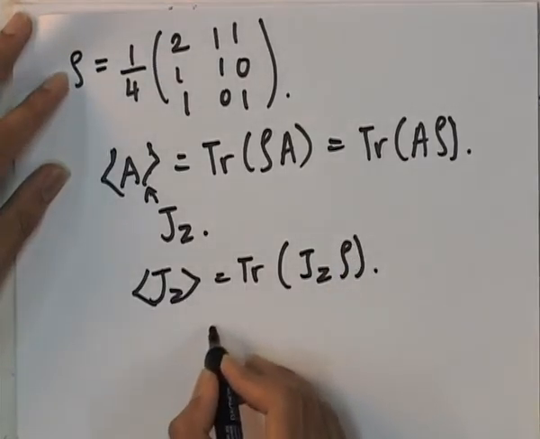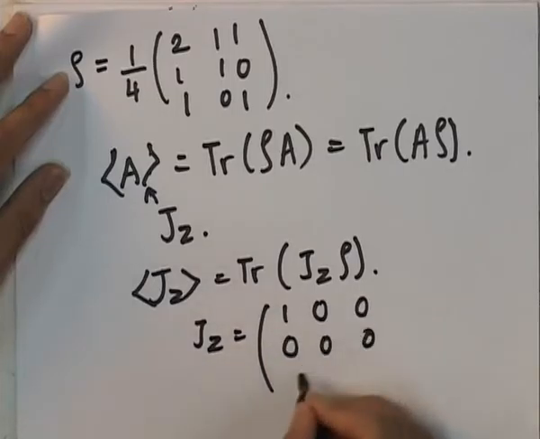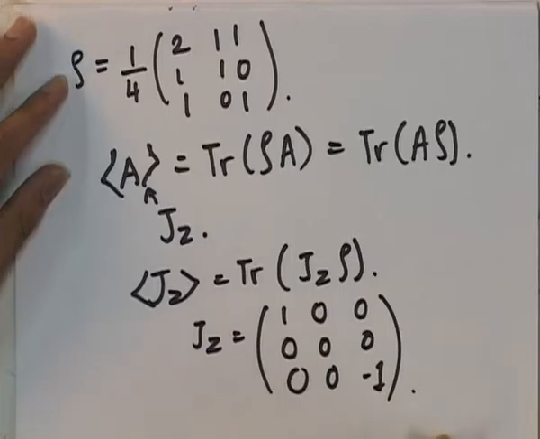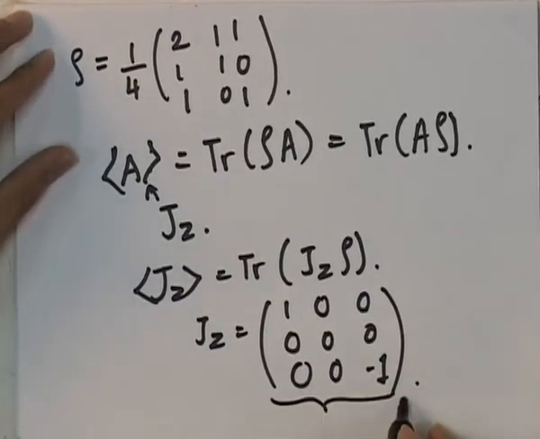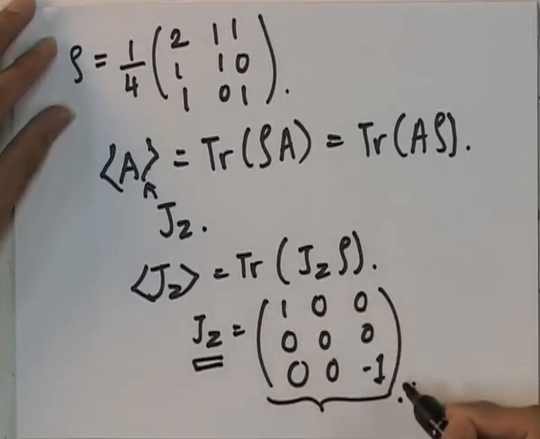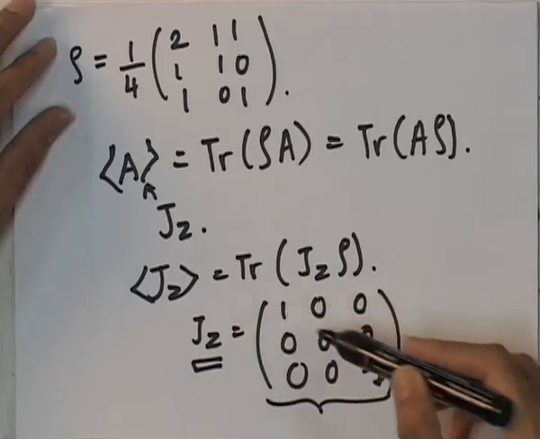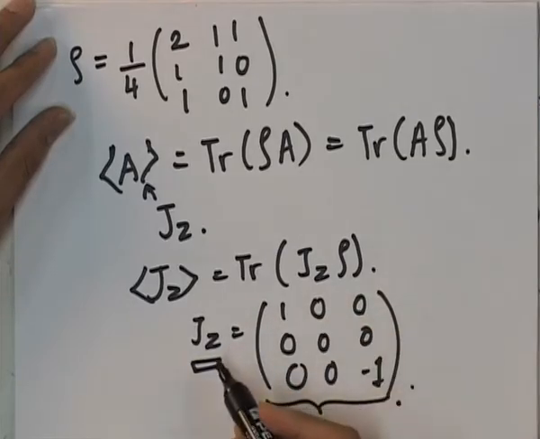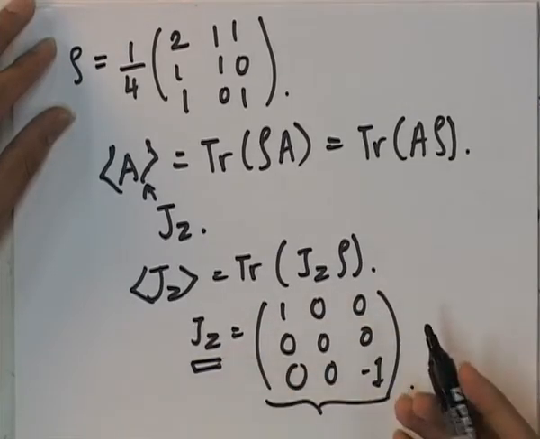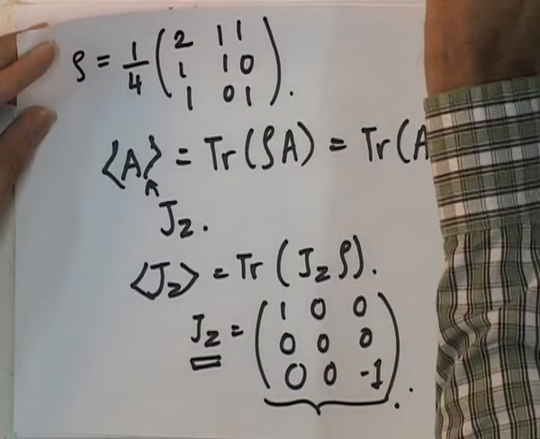and Jz is given by (1 0 0; 0 0 0; 0 0 minus 1). The reason why it is this is because if we are writing Jz in its eigenbasis, then only the diagonal elements are non-zero and all the off-diagonal elements are 0. And the diagonal elements are the eigenvalues corresponding to this operator. So the eigenvalues of Jz have already been given to be 1, 0, and minus 1. Hence, the diagonal elements are these and off-diagonal elements are 0. So we can easily calculate the expectation value of Jz now.